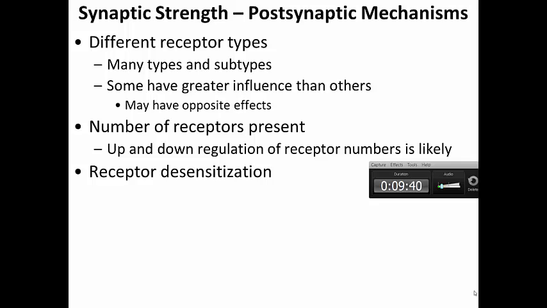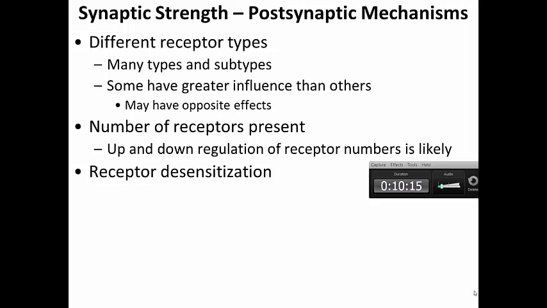Another possibility, and this is similar to what we see in other areas of physiology, is that the cell can regulate the number of receptors that are present for that particular neurotransmitter. And so up and down regulation of receptors is very common and would have a very profound impact on the response of the postsynaptic cell to any given concentration of neurotransmitter.